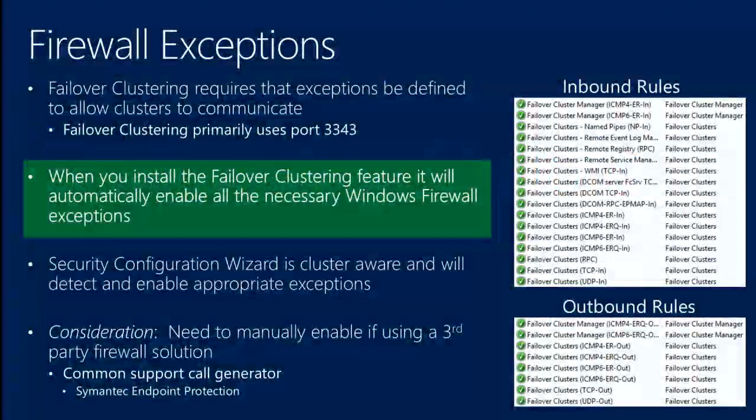All right, let's talk about configuration options. Firewall, I already talked about firewall a little bit. So when you install the failover clustering feature, it will plumb all the necessary firewall exceptions you need for failover clustering to work. The most important ones are 3343, TCP, and UDP. If you have third-party firewall, if you have network routing devices in between, those are the most important ones.